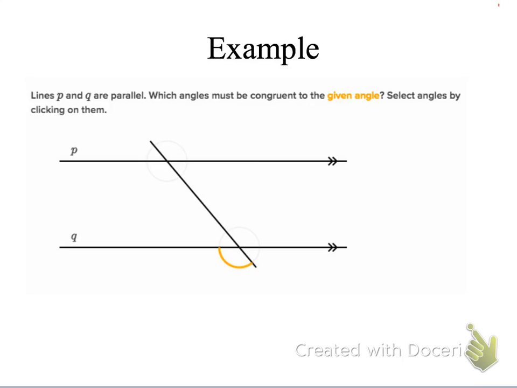Okay, an example: if lines P and Q are parallel, which angles must be congruent to the given angle? This one is going to be congruent, so we're looking at what's across from it, and this one's going to be congruent, and so is this one. When I'm talking about congruent angles, again, they are two angles that have the same measure. And these are going to be vertical angles here. We'll talk more about that later on.